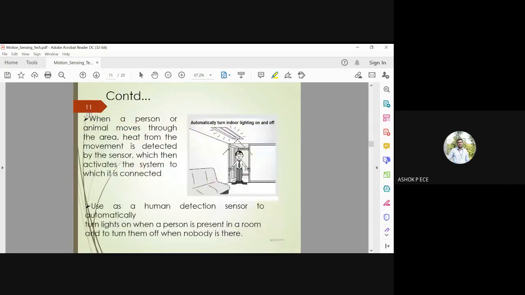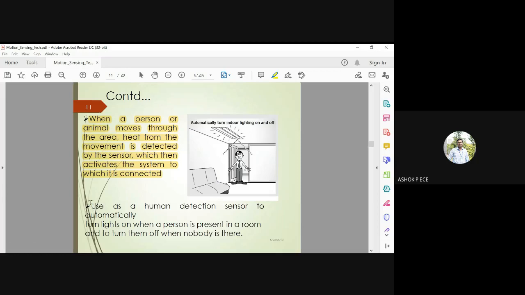So when a person or animal moves through an area, the heat from the movement is detected by the sensor, which then activates the system and the action will be conducted. So you know that when a person or an animal moves inside a room, they are going to radiate some waves. They are going to radiate energy. So based on the radiation, the system activates, maybe automatically the light is turned on or automatically the fan is turned on. So you can do that automatically based on the detection of radiation.